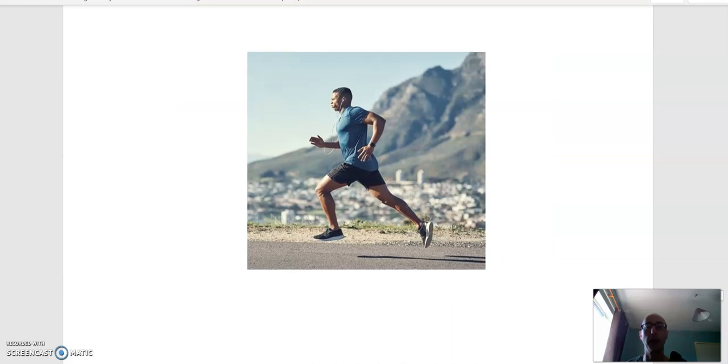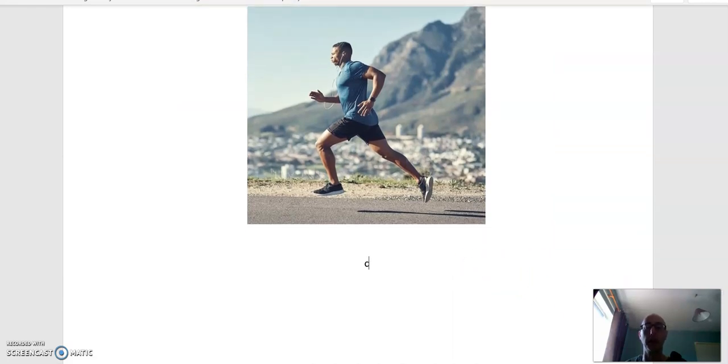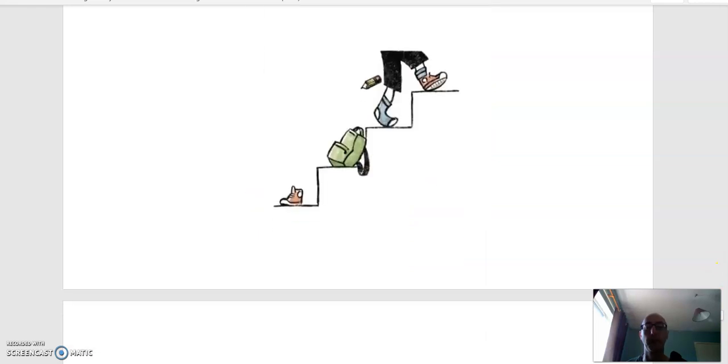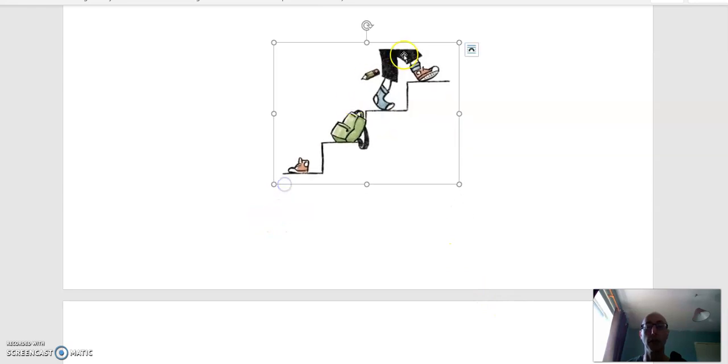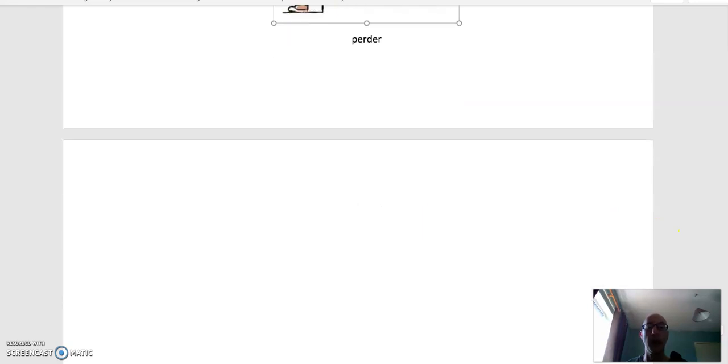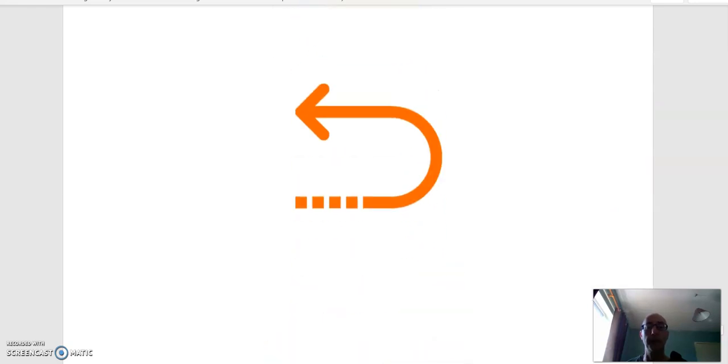To run, ¿cómo se dice? Begins with a C. Correr. To lose. This picture is supposed to indicate to lose. This person is losing their stuff. Perder. And finally, let's do this one. This should be to return. Volver.